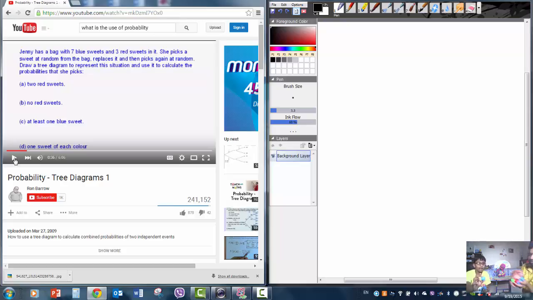Yeah, so count 1, 2, 3, 4, 5, 6, 7. We don't have 7 blues, so we substitute with green. And she has 3 reds. Okay, 3 reds. Now she's gonna pick a sweet at random from the bag.